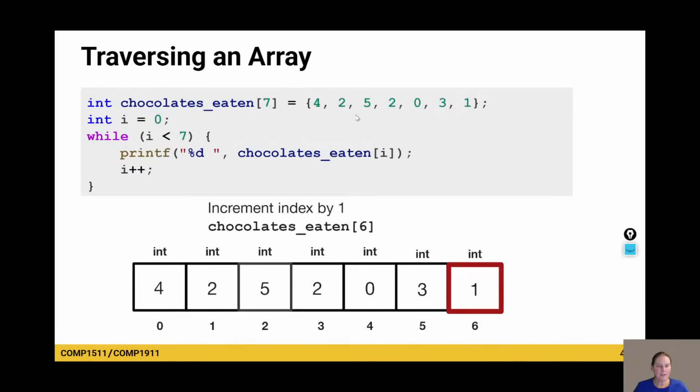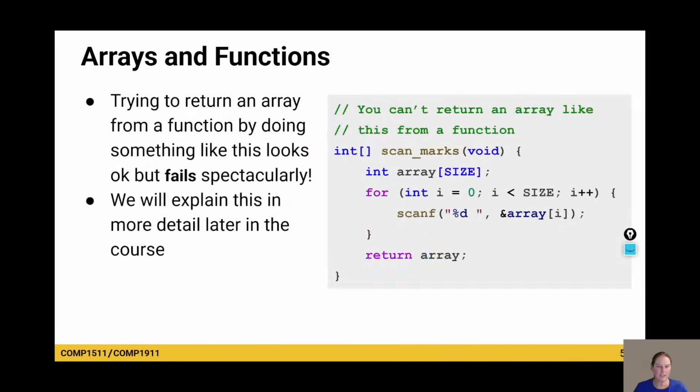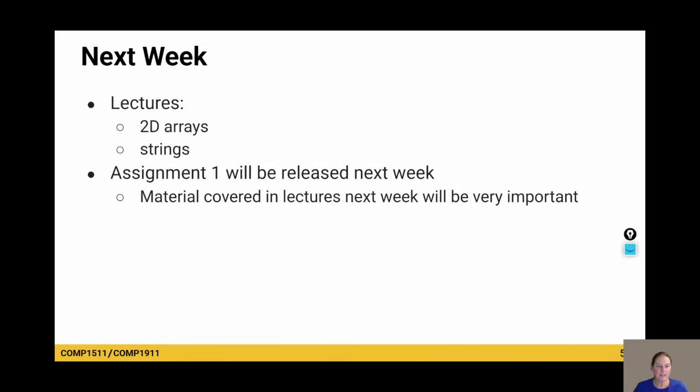All right, so we'll come back and finish off the arrays and functions in the next lecture. In the next lecture, which is going to be the recording, we're going to look at 2D arrays, where you can store things like matrices or tables or boards, like in a board game, and also strings, so we'll be able to store people's names and text. We also get assignment 1 next week. So the material we covered today and that we cover on Monday will be very important for that assignment.